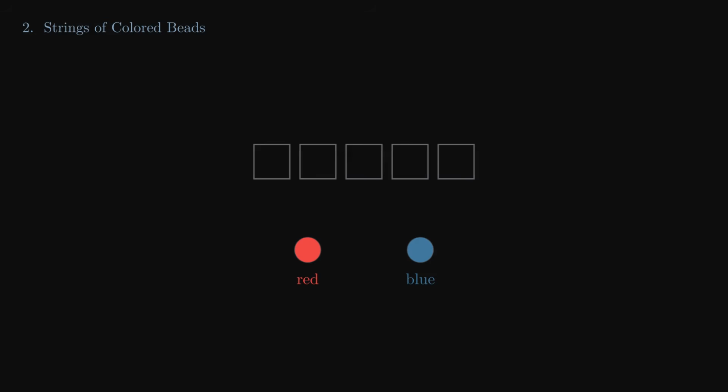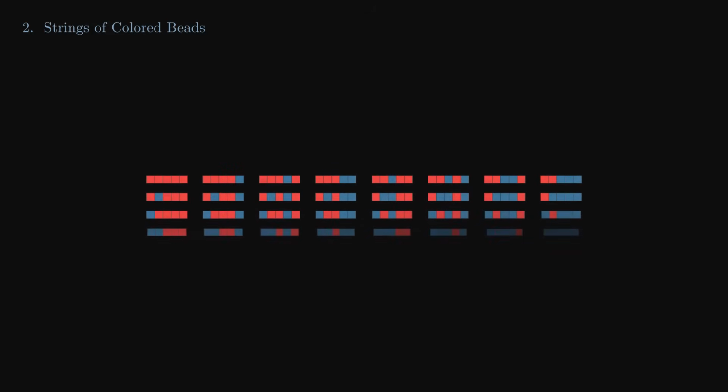Forget arithmetic for a moment and let us just count things. Imagine a short strip with 5 slots in a row, and 2 colors of bead to fill them, red and blue. How many different strips can you make? Each of the 5 slots is an independent choice between 2 colors, so the count is 2 times 2 times 2 times 2 times 2, which is 32. 32 strips, and every one of them is a genuine arrangement we can list.